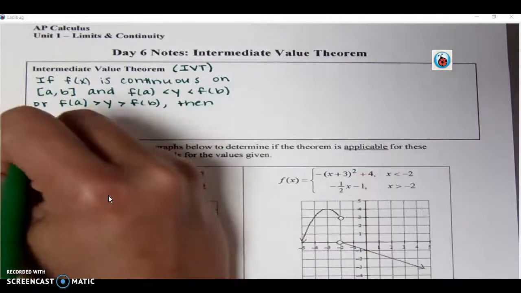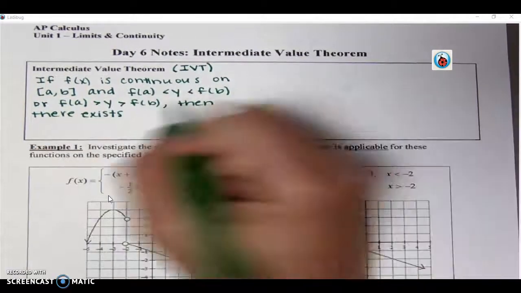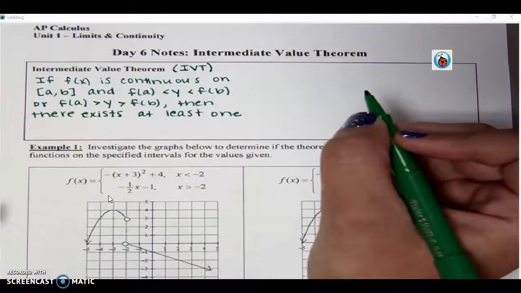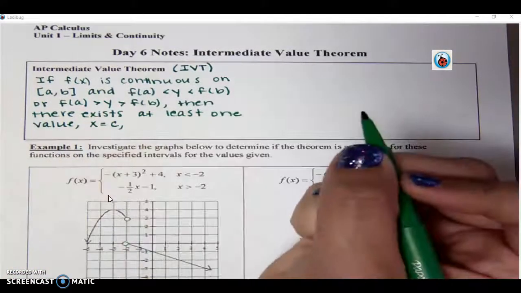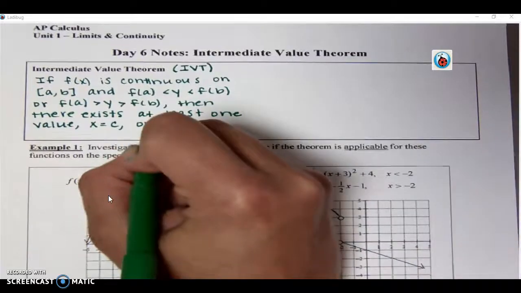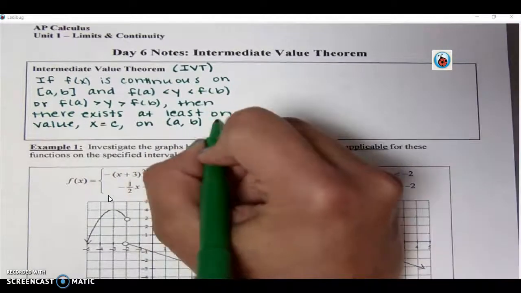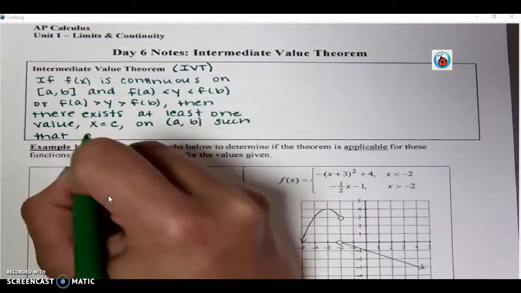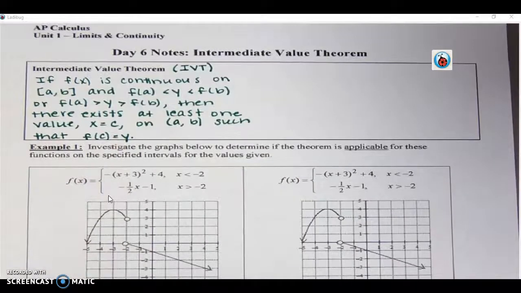Then there exists at least one value x equals c on the interval from A to B with parentheses, so A and B are not included, such that f of c is equal to y. So what in the world does that mean? So we're going to draw a graph.